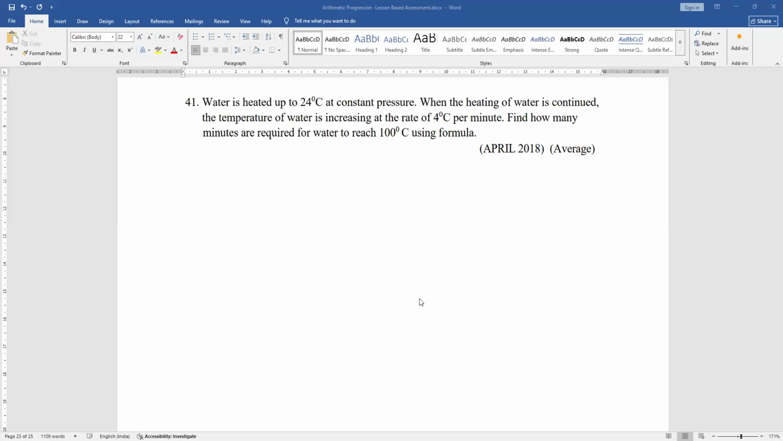Okay, now we move on to the 41st question. Water is heated up to 24 degrees Celsius at constant pressure. When the heating of water is continued, the temperature of water is increasing at the rate of 4 degrees Celsius per minute. Find how many minutes are required for water to reach 100 degrees Celsius using formula.